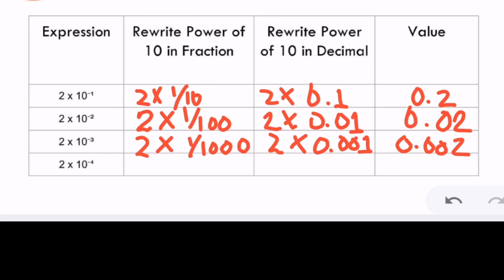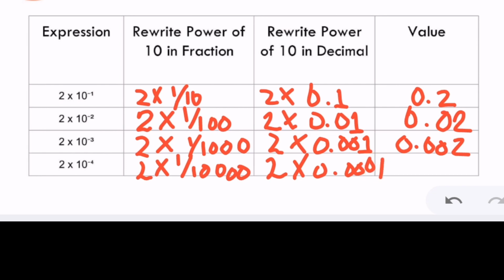0.002. And lastly, we have 2 times 10 raised to negative 4. 10 raised to negative 4 is the same as 1 over 10,000, which is equal to 0.0001. Multiplying these two will give us 0.0002. So we have completed the table and were able to get the value of 2 multiplied by negative powers of 10. Now try to observe again the relationship with the movement of the decimal point after we multiply by the negative powers of 10. In the first one, 10 is raised to negative 1, and from positive 2, it became 0.2.